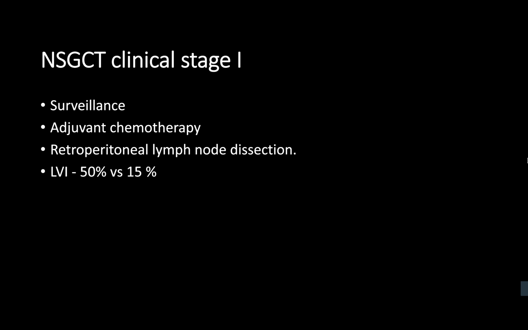The standard treatment for this patient is to give the single dose of BEP, bleomycin, etoposide, cisplatin. If the patient is not willing, then we can consider the other option, which is either surveillance or retroperitoneal lymph node dissection. Okay. Is there any condition where we definitely consider RP-LND or nerve-sparing RP-LND?